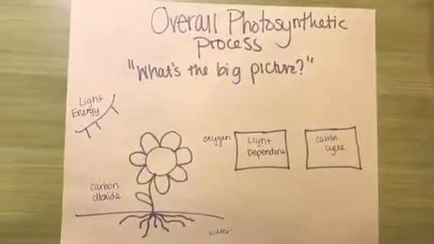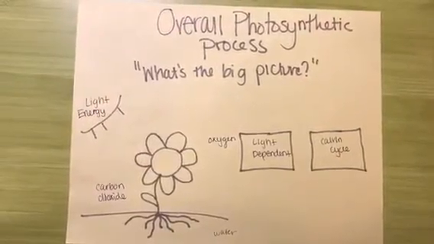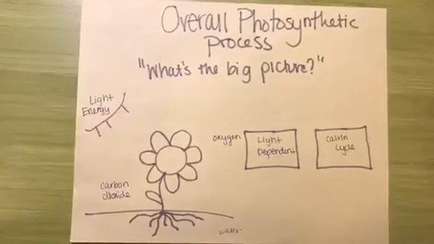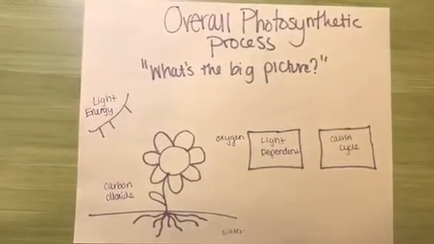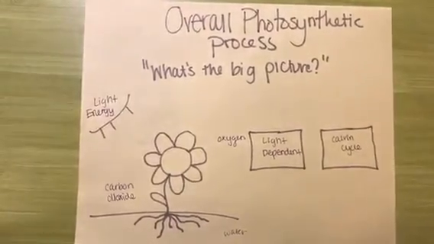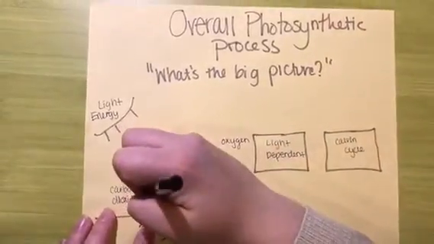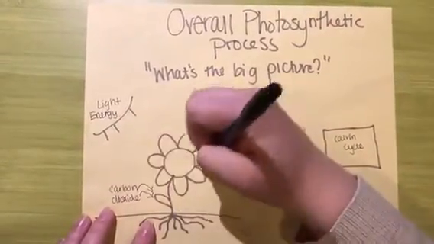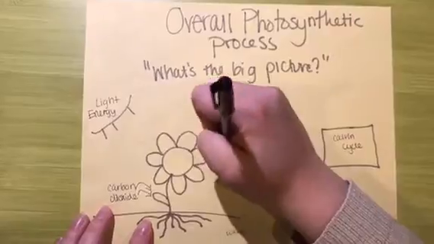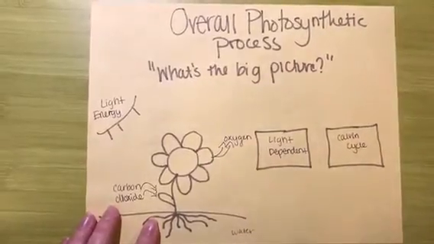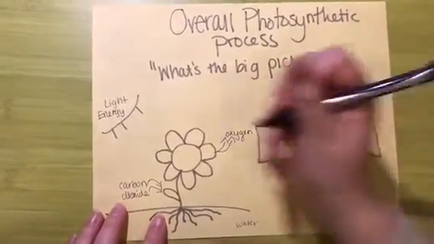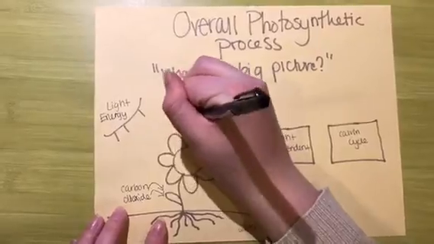So let's regroup and go through this process once more together. What's the big picture? Why are we learning this? Plants are taking in CO2 and producing oxygen for the environment. We also have plants that are producing glucose from this process so that the plant has food, or sugar.